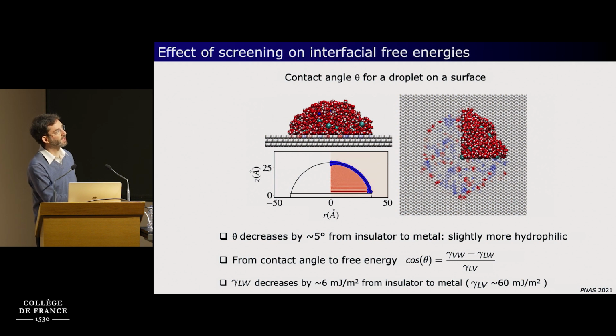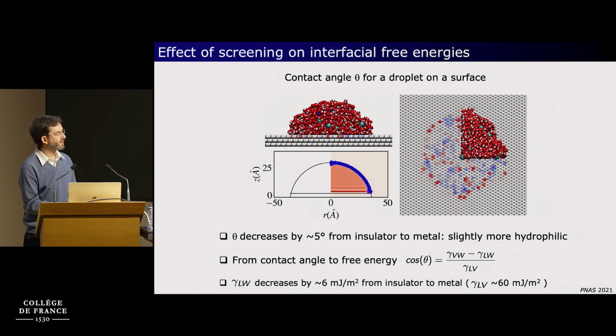Here you have a top view where only a fraction of the liquid is shown, so that you can see that the local charge on the metal is associated with the local structure of the liquid, which you don't see, but you can guess. And so depending on the orientation of water and the presence of ions really in contact with the liquid, you have different local charges in the metallic case. In the insulating case, of course, you do not have this polarization of the metal, and this has an influence on the contact angle, which decreases by about 5 degrees from insulator to metal, which means that the metal is slightly more hydrophilic. And you can translate this change in contact angle into a change in the interfacial free energy between the liquid and the wall, thanks to the Young equation.